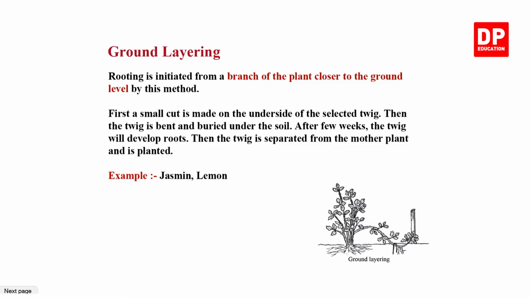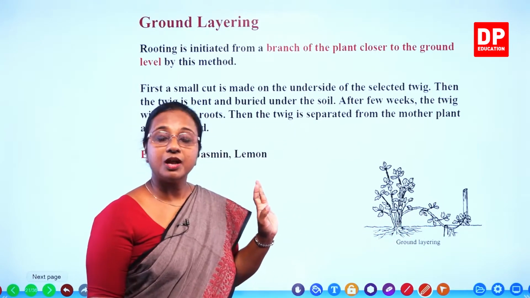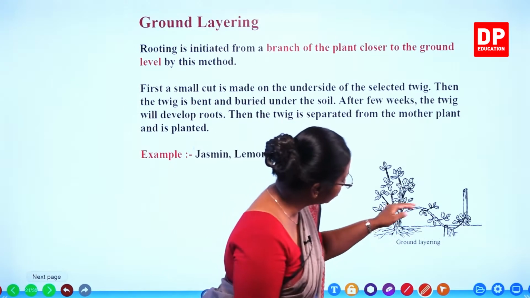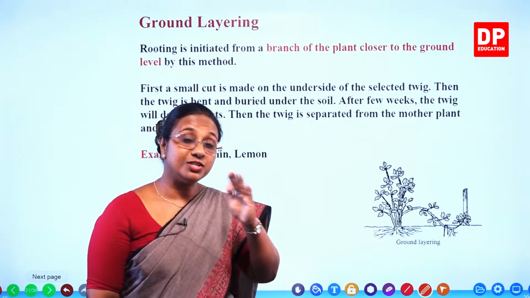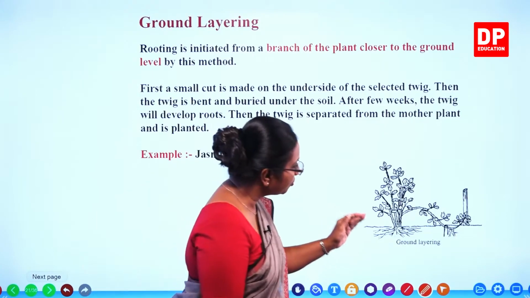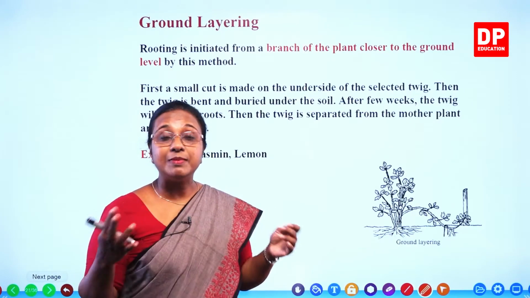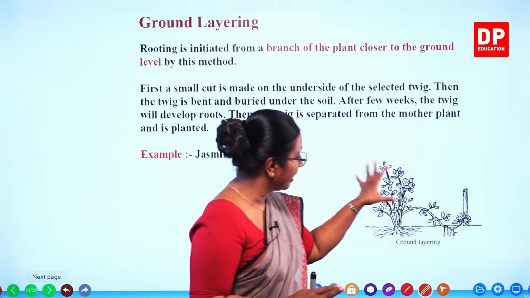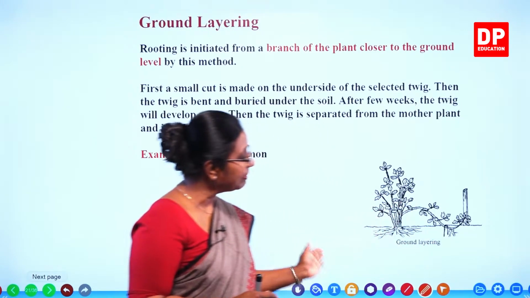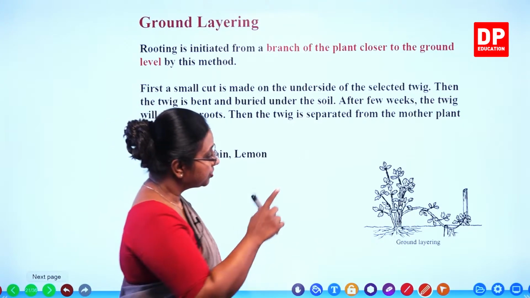The first method, ground layering. So here first look at this picture, students. Now when we select a plant for ground layering, there should be twigs that are closer to the ground level, and also the twig should be somewhat flexible so that you can bend it like this. When you try to bend, if the twig breaks, then of course you can't do this method. So you have to select the plant where the stems can be bent and also they have stems closer to the ground level.